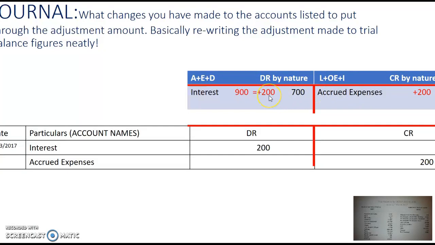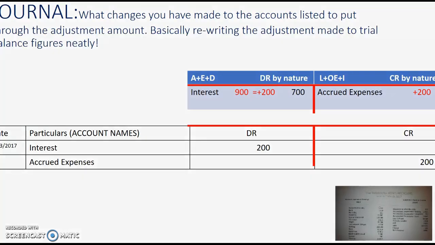You added the 200 on that side, and you added 200 on that side. They just want you, a journal just says, please, can you just rewrite that neatly? So here is the journal template that you'll be given below. If you want to make it a little bit easier, this is how I would do an exam.